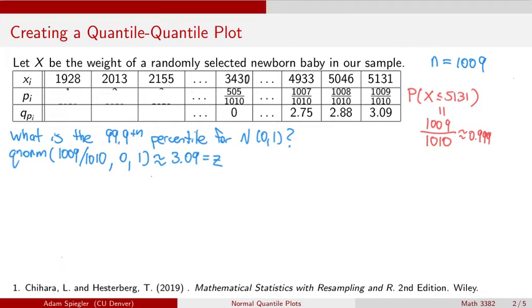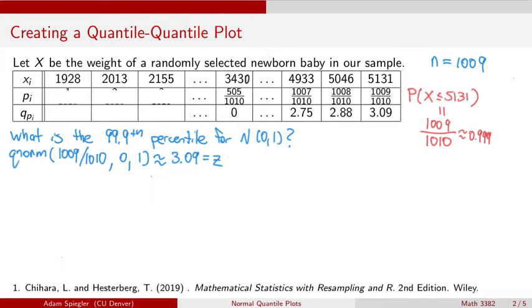And so over here, I have the median value in the data set, which was 3,430 grams. So this would be right in the middle. 50% of the values are less than it, 50% of the values are greater than it. So that should line up with a z-score perfectly in the center. So that's why we have a 0 over here.